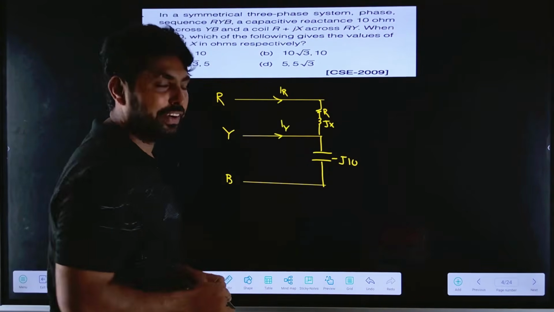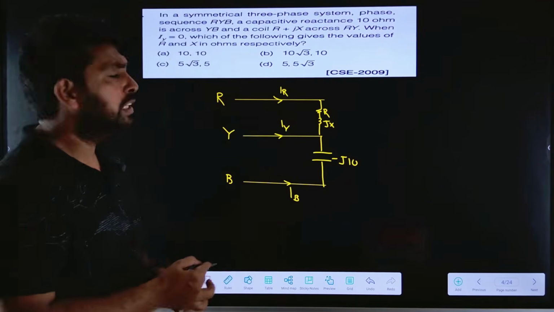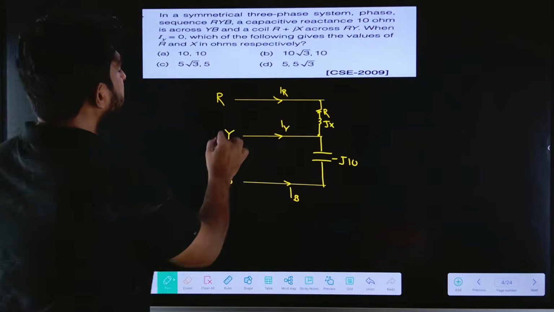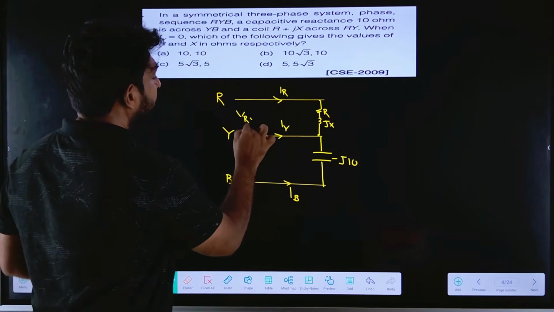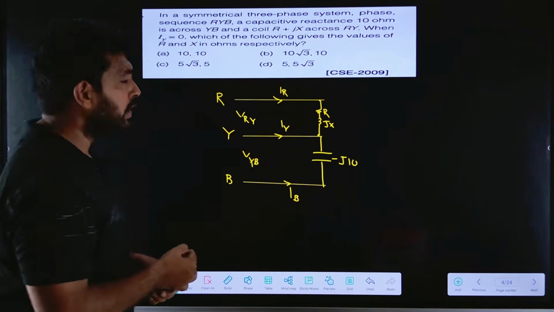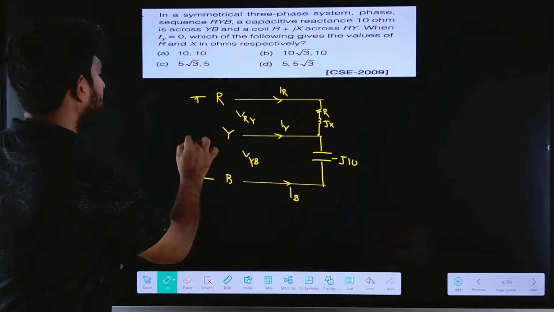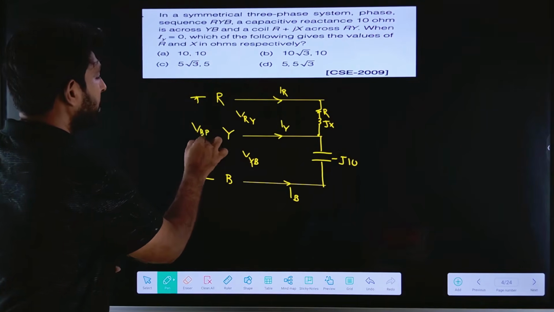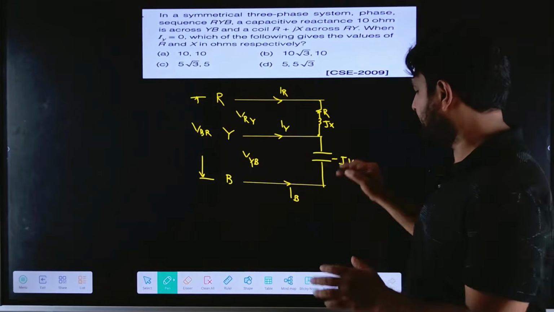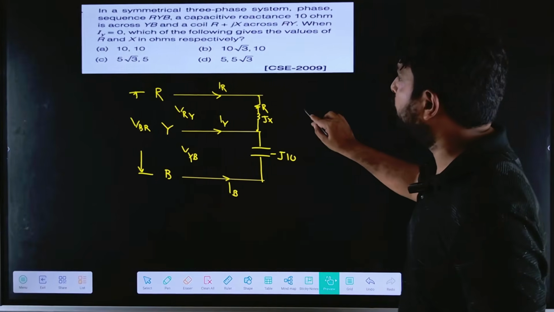This current is IY and this current will be IB. Right? So this is like the Y point. Now it is VRY and it is VYB, and it is VBR. Now the problem statement is like this. We need to find R and X. It is a very simple problem, so try to observe here.